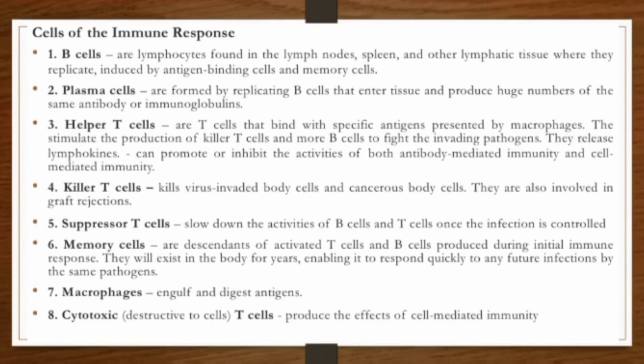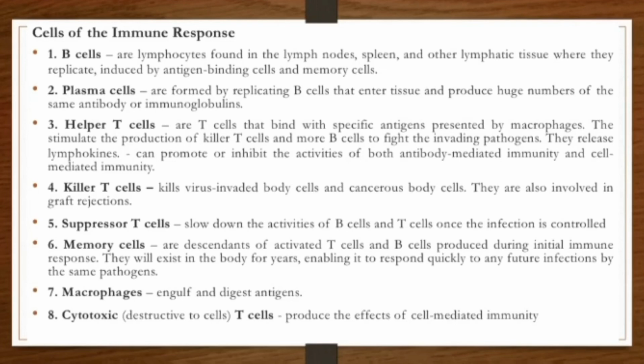Cells of the immune response. B cells are lymphocytes found in the lymph nodes, spleen, and other lymphatic tissues where they replicate. Second, plasma cells are formed by replicating B cells that enter tissues and produce huge numbers of the same antibody. Third, helper T cells are T cells that bind with specific antigens presented by macrophages. They stimulate the production of killer T cells and more B cells to fight the invading pathogens.